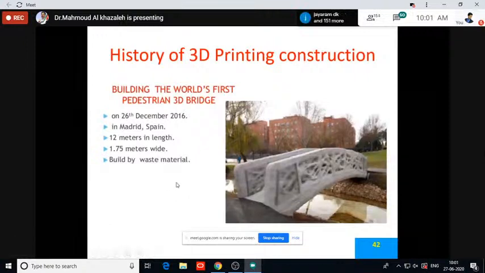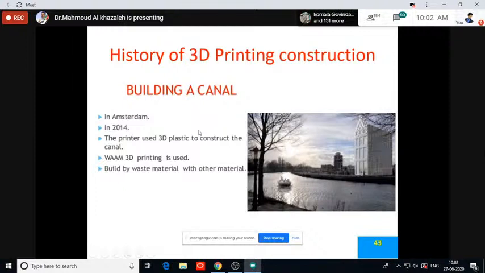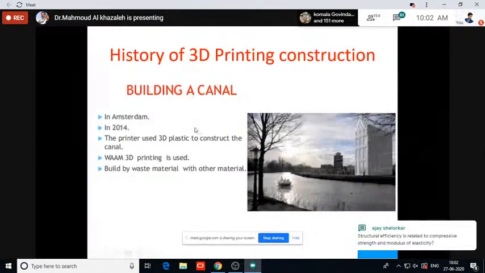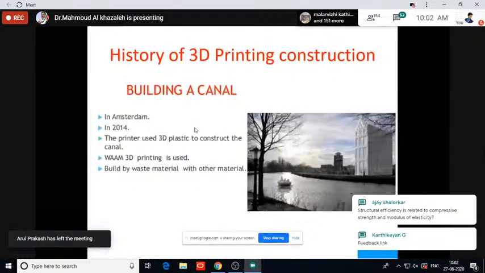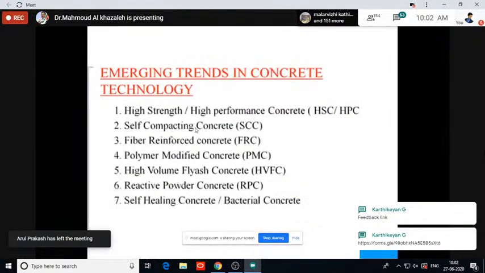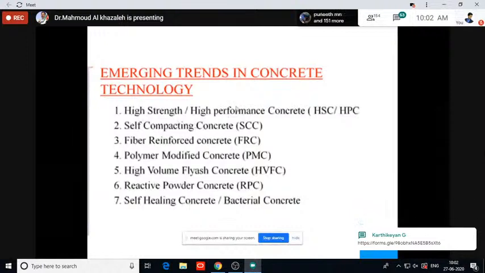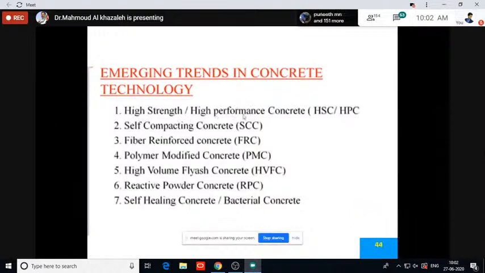On 26 December 2016, in Spain, they finished the first project in 3D printing, which is a bridge, 12 meters in length and 1.75 meters wide. It was totally printed using 3D printing construction. And another one in Amsterdam, where they covered the canal.